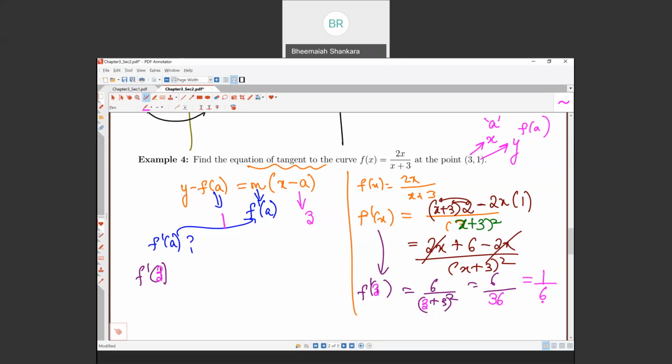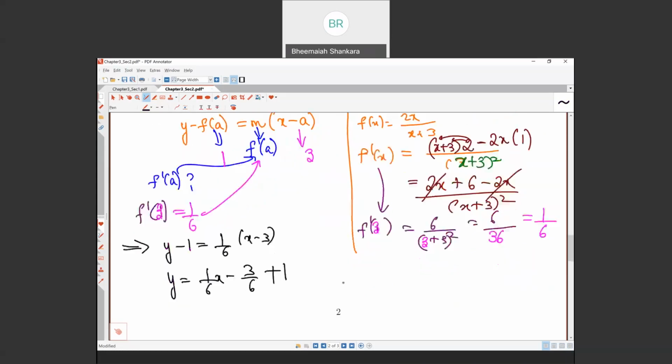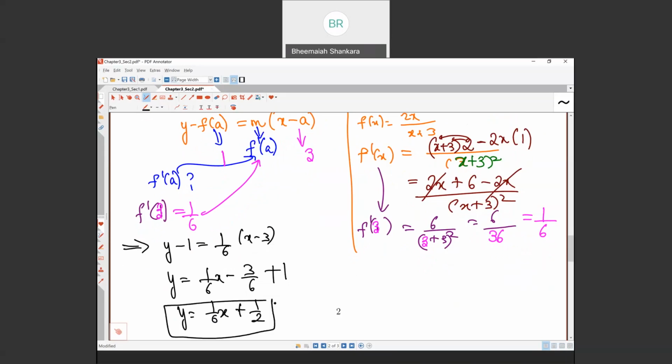Once you find your f prime 3, which is 1 over 6, go back and plug in here. So let's rewrite this tangent line equation. y minus 1 equal to 1 over 6 times x minus 3. So this equation here will be y equal to 1/6 x negative 3 over 6 positive 1. So y equal to 1 over 6 x. Simplify this fraction, you get 1/2. So it's positive 1/2 and this is the equation of the tangent line.